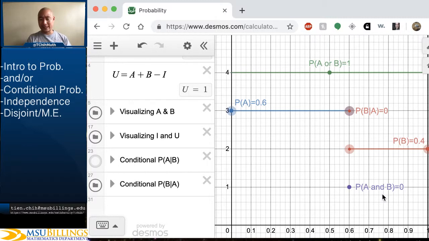All right, so hopefully that helps with some of the questions in chapter two. I'm going to follow up with some more conditional probability stuff and Bayes' theorem.